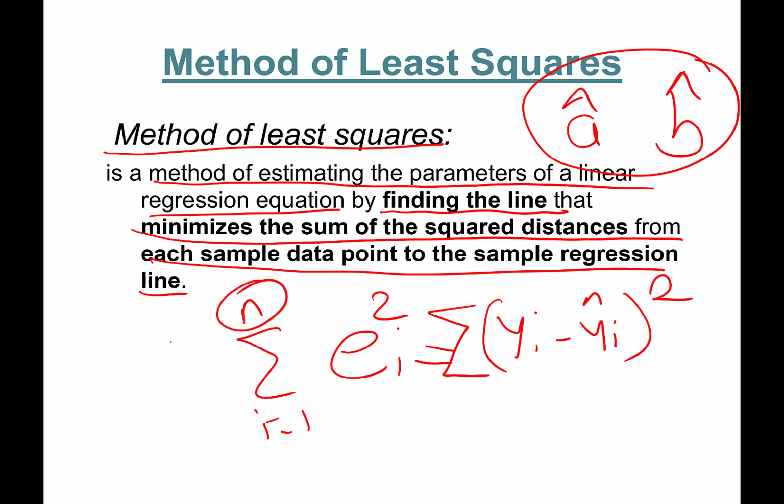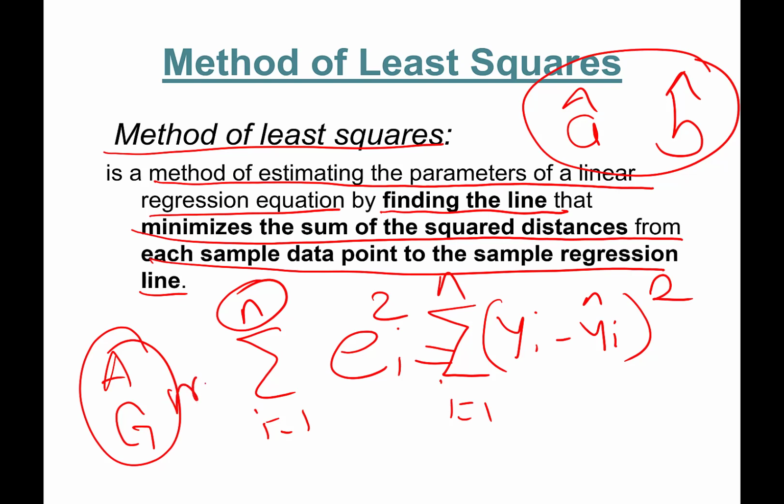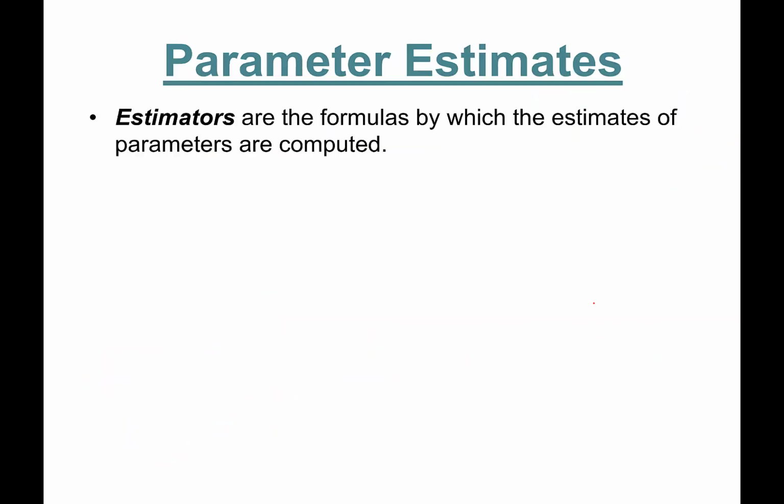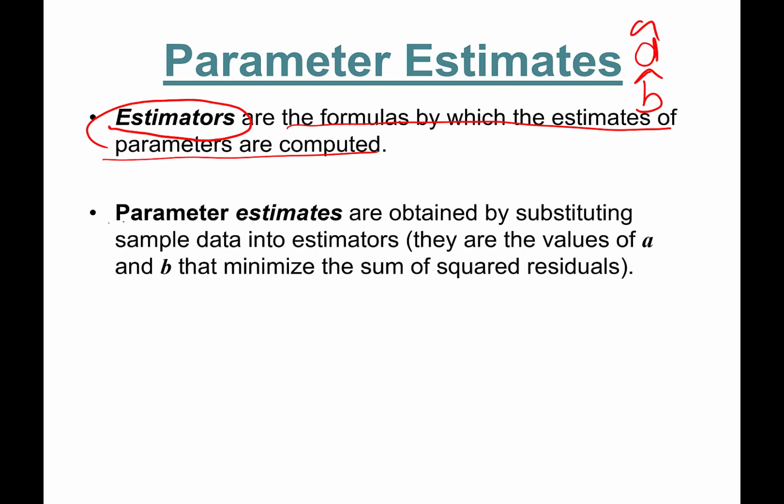Here n is the sample size. In this case we have A to G, right? All these companies from 1 to n. This is the general formula. We minimize these distances. We don't need to know the technical details, but I want you to understand how we find the parameter estimates. So the estimator, I like saying it. Estimators are the formulas by which the estimates of parameters are computed. Okay, so there's a formula for a hat and b hat. All right, parameter estimates are obtained from substituting sample data into estimators, and these are going to be numbers.